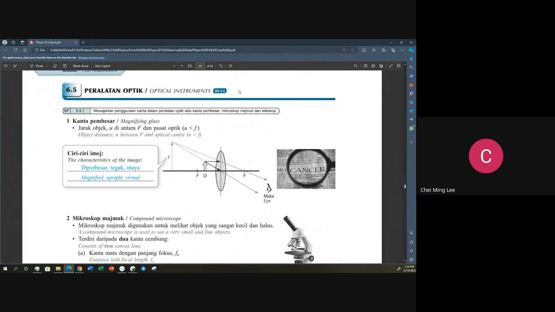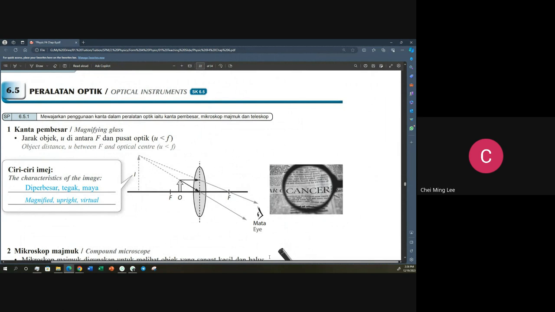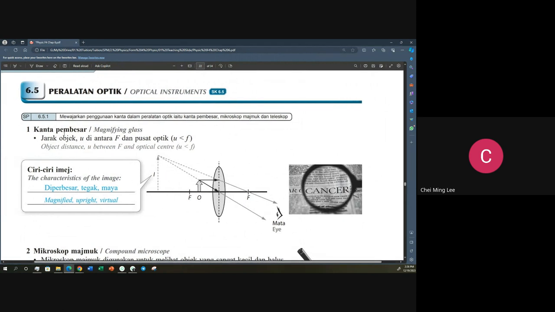All right, for optical instruments, 6.5, we're going to talk about optical instruments. So the first one, we will have the magnifying glass. The object distance U is between F and the optical center, so U is less than F. It means the object is in between the optical center and the focal point. The characteristics of the image will be magnified, upright, and virtual.